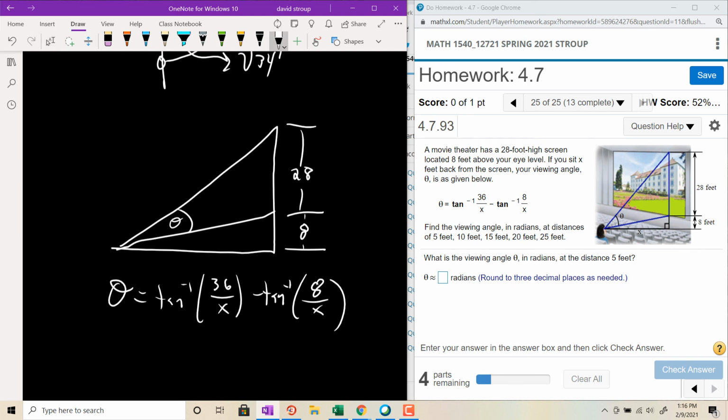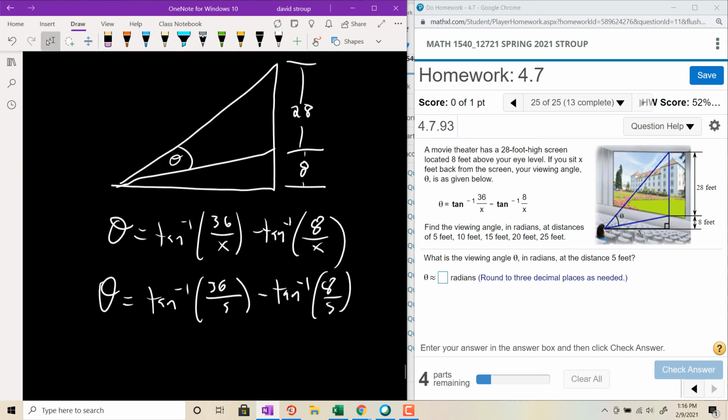Looks intimidating, but I think all you have to do is plug in the numbers. A movie theater, blah, blah, blah. If you sit x feet away from the screen, your viewing angle theta is given as this. So you just put in 5 for the first one. I don't think I'm going to do all of these. I'm just going to do the first one to make sure we're on the right track. You want to be in radians. So let's convert our mode back into radian mode.